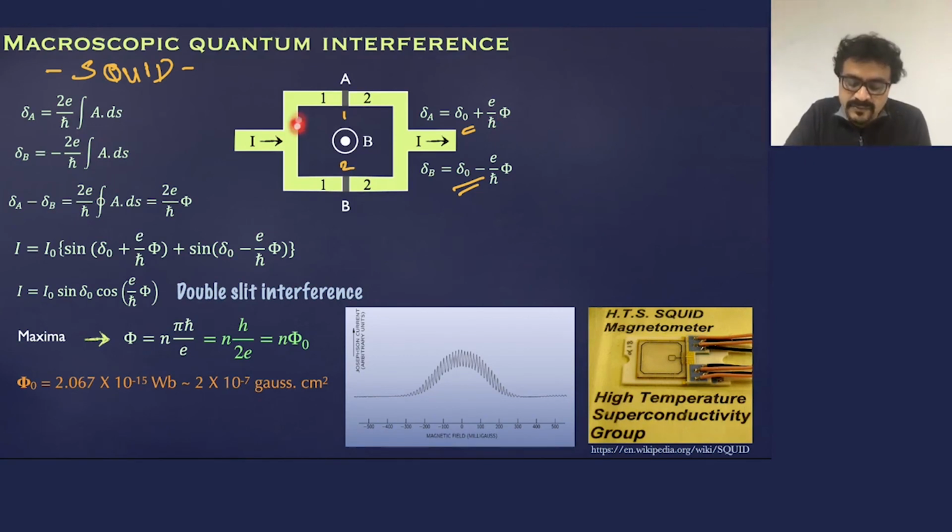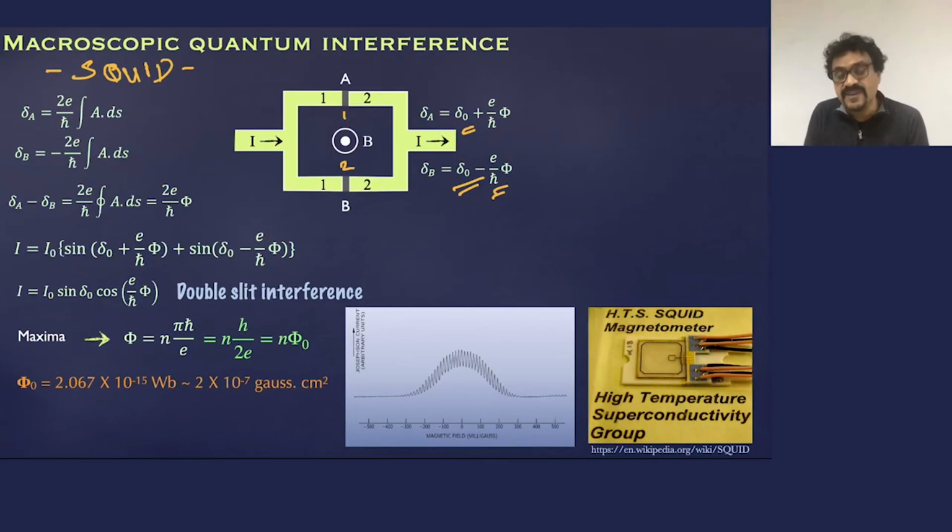But now the charge carriers take only half the path, so the phase accumulated will be e by h bar into phi, where 2e by h bar into phi is the actual phase for the full loop. Phi is the magnetic flux. Now for the lower arm, there will be a sign change because the direction of propagation and the vector potential are in opposite directions. So there will be a negative sign for the lower arm.